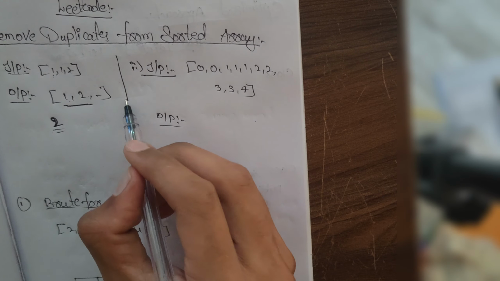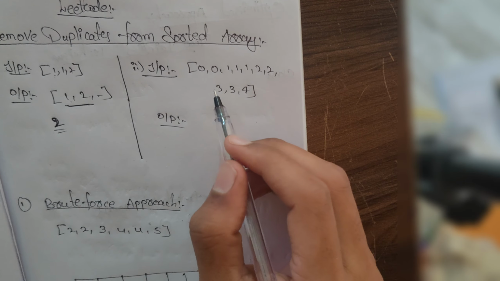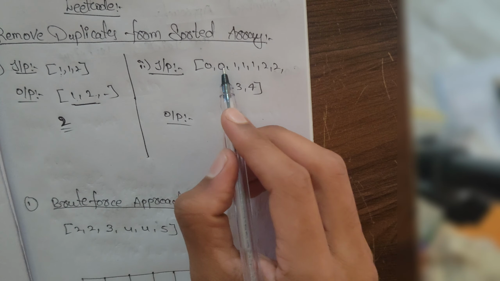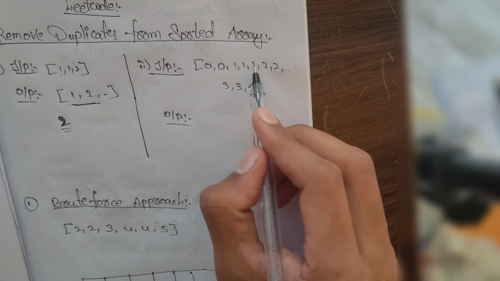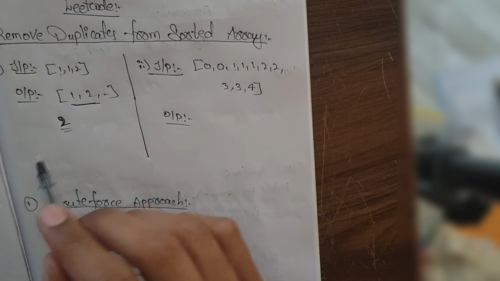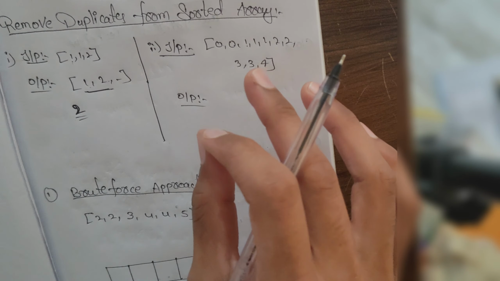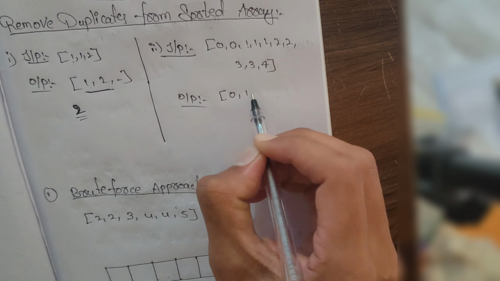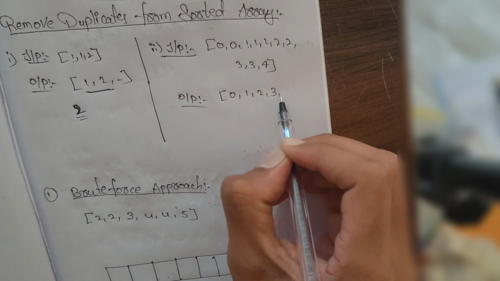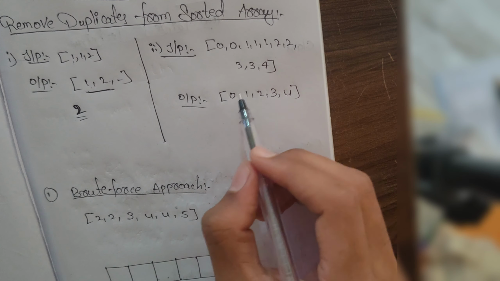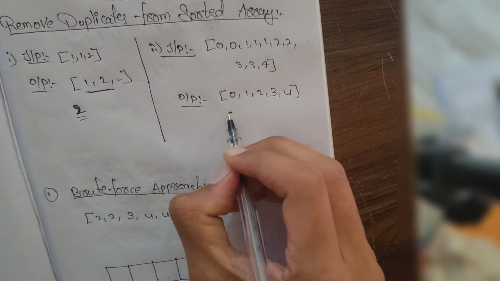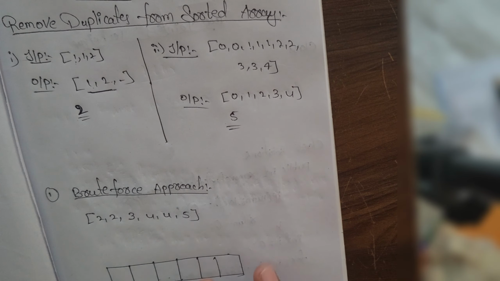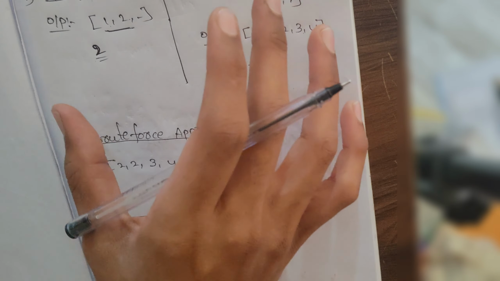Coming to this case, this is an array in which almost every element is duplicated except 4. 0 is repeated one time, 1 is repeated 3 times, 2 is repeated twice, and 3 is repeated twice. After removing the duplicates, the array will look like this: 0, 1, 2, 3, 4. How many unique elements are there? 1, 2, 3, 4, 5. So we have to return 5. Is this clear to all of you? I hope you are clear with the input arrays.